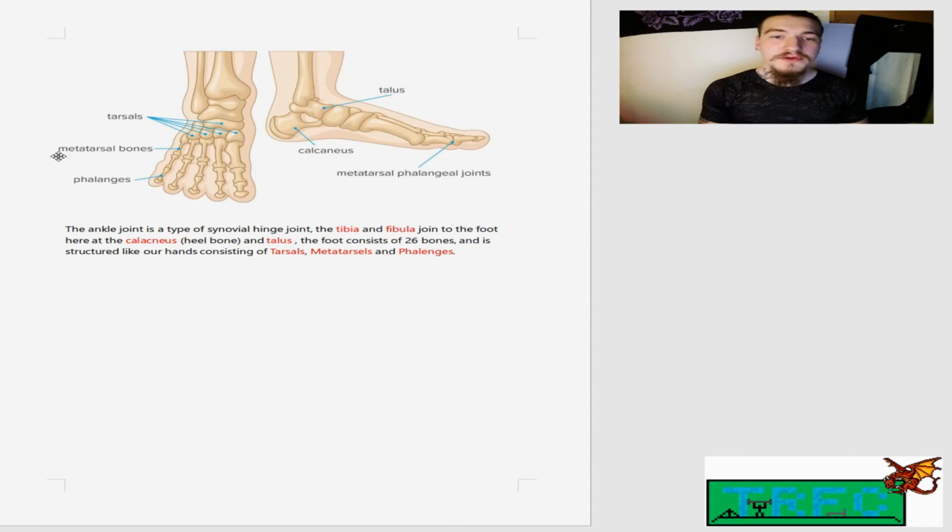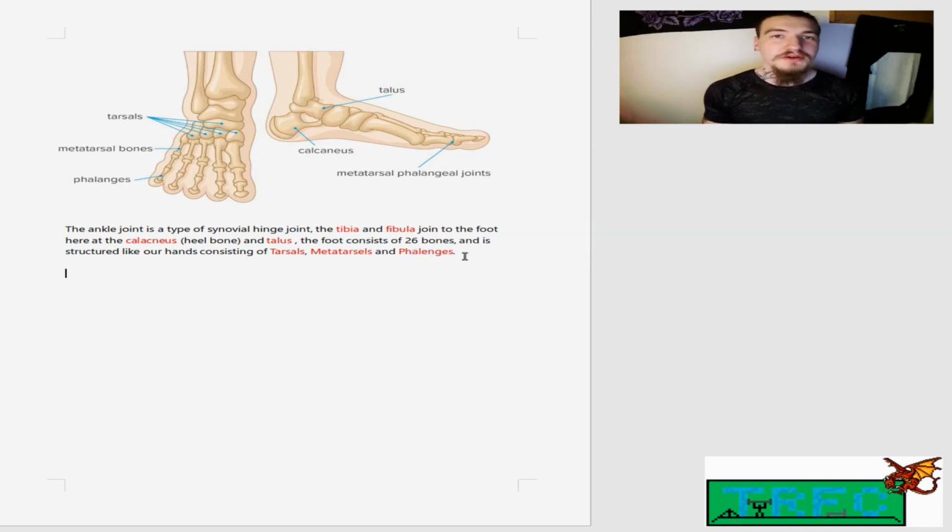And now lastly, we've come to the ankle and the foot. Now the ankle joint is a type of synovial hinge joint. The tibia and fibula join to the foot here, where they'll meet the heel bone, also known as the calcaneus. Oh, and also the talus, which is just at the front of that. So the foot also consists of 26 bones, and is structured much like our hands, consisting of tarsals, metatarsals and phalanges, as you can see here.